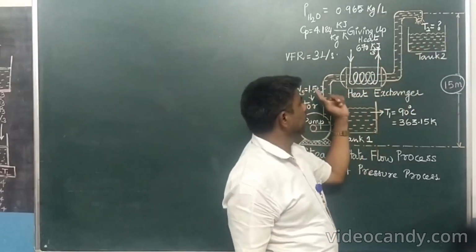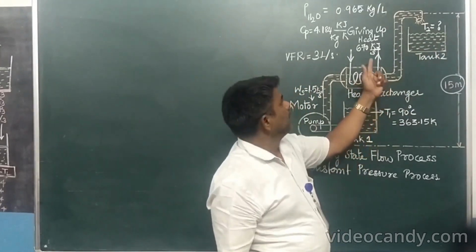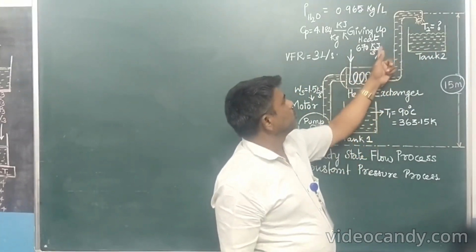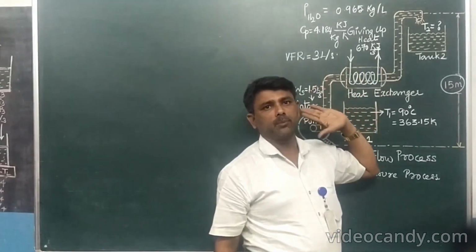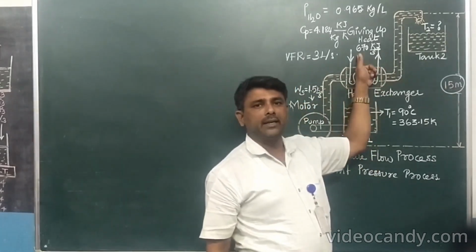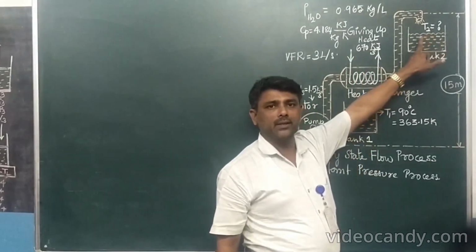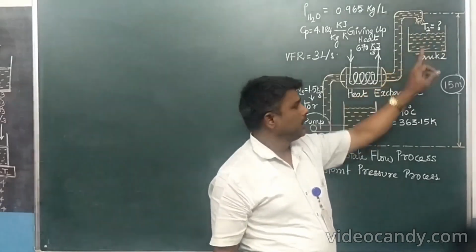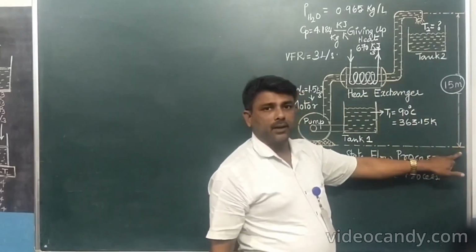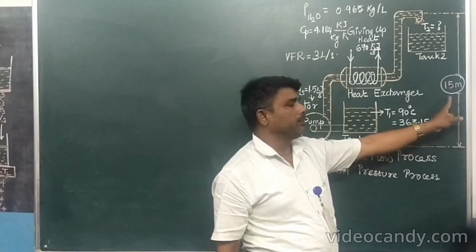In tank 1, the water is being pumped using a motor to tank 2. On the way, it passes through a heat exchanger where 670 kilojoules per second of heat is being given up. That means this much quantity of heat is removed from the water. Now the question is, what about the final temperature? That means the temperature of water in tank 2. The height between tank 1 and tank 2, the elevated height, is 15 meter.